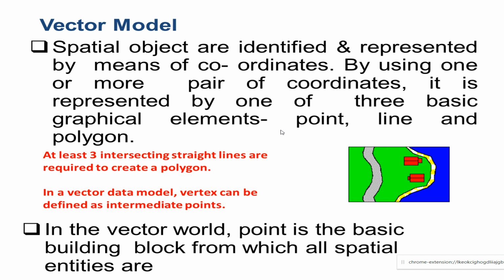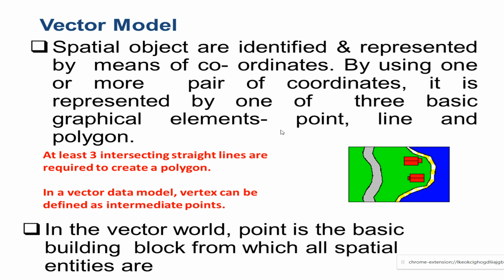And then vector data model: spatial objects are identified and represented by means of coordinates. Like I told, point features are represented as a coordinate, using one or more pairs of coordinates. If we go for line features, so many points combine to form a line feature. If we join one point to another, it will be forming lines only. It is represented by one or more of the three basic geographical elements: point, line, and polygon. So three things are there in the vector data model.